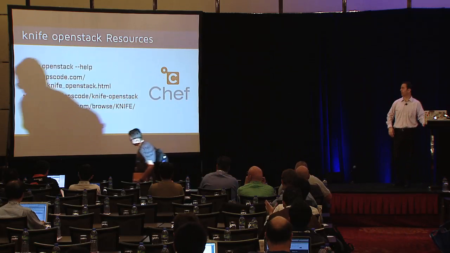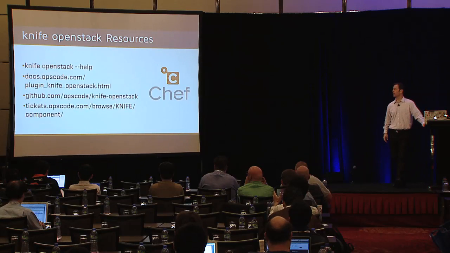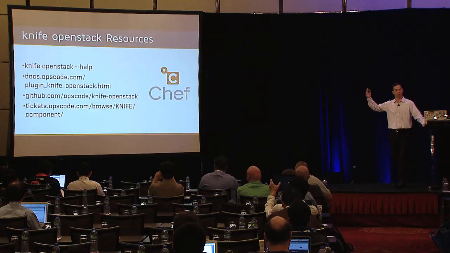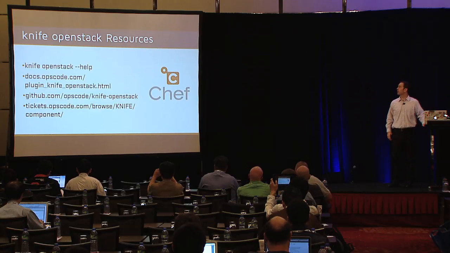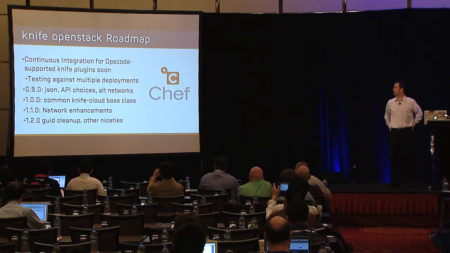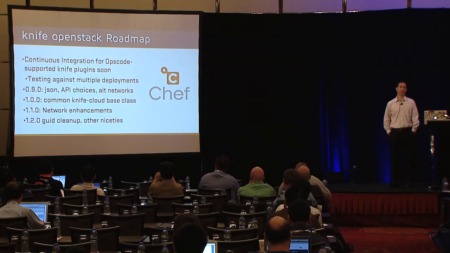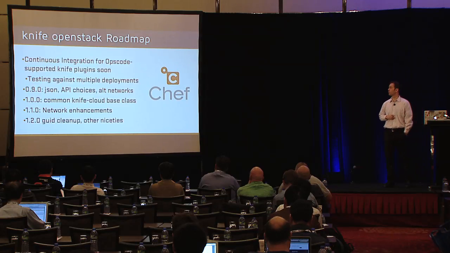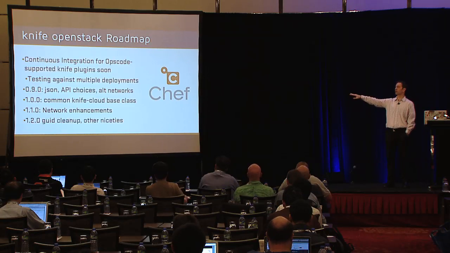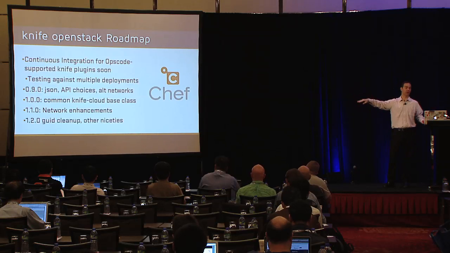It has help, it has docs, it's on GitHub. It has tickets. I'm just running through this quickly so you can see what's going on there. The roadmap for Knife OpenStack: we're building a CI for it that's testing against lots of different OpenStack deployments so we can make sure that it's well supported. If you're using it today, you probably get excited about some of these milestones that are coming.